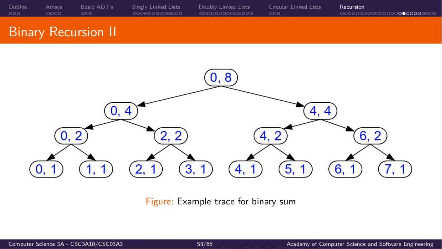Each of the other branches does the same thing. Then 0, 2, and 2, 2 together are added to make 0, 4. At the end, 0, 4, and 4, 4 are added to make 0, 8. How does this compare to our linear sum?